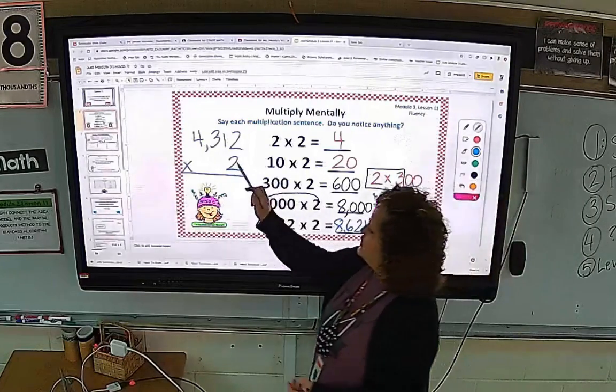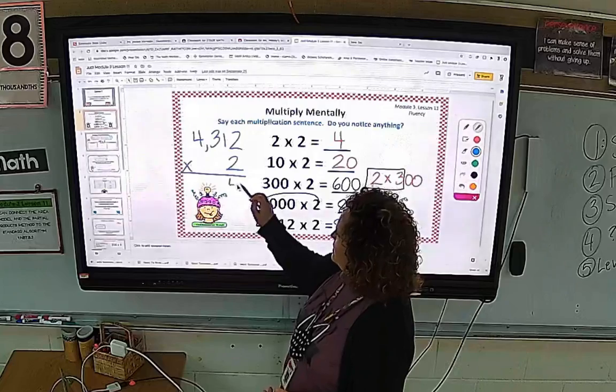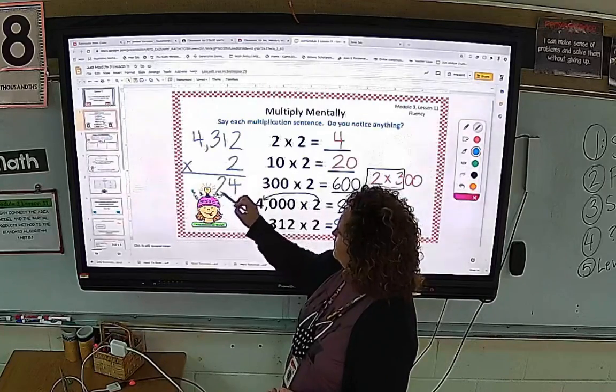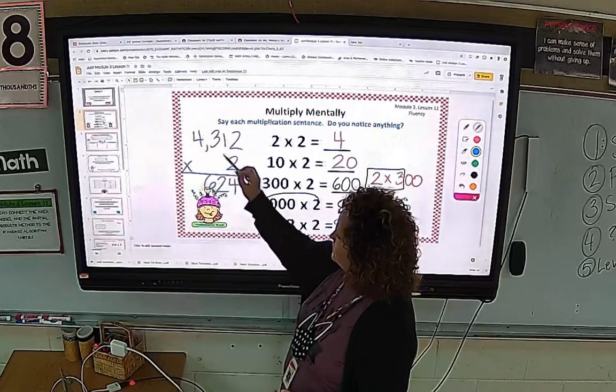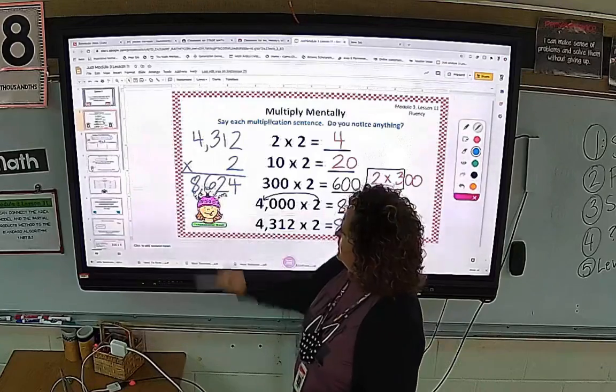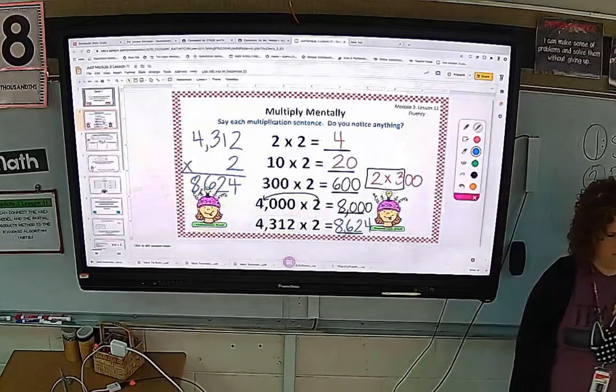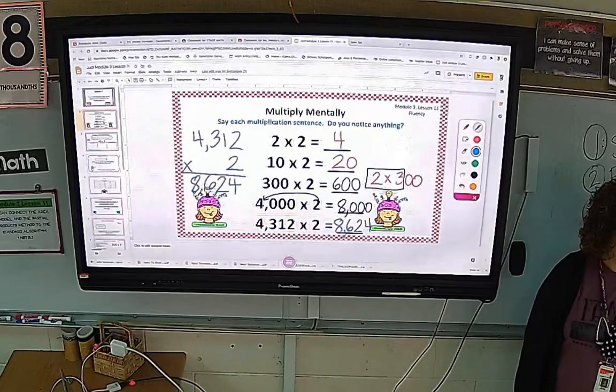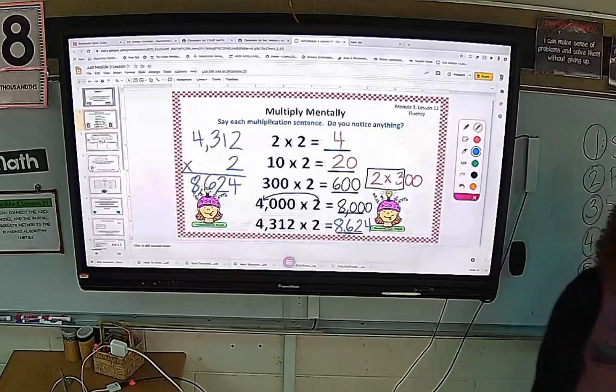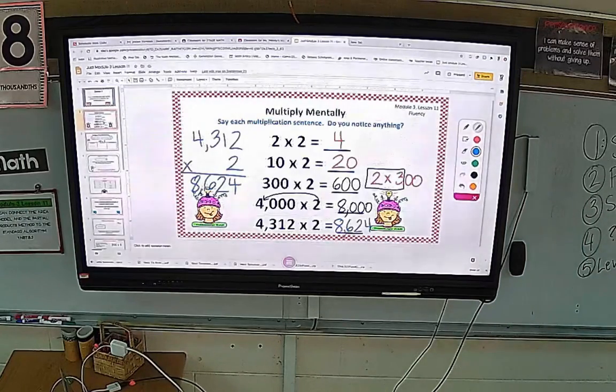If we came over here to check ourselves, 2 times 2 is 4. 2 times 1 is 2. 2 times 3 is 6. And 2 times 4 is 8. Didn't have to carry one time. Question? It's easier because it's right there. I don't think it's plus 800 plus 600 plus 20 plus 4.